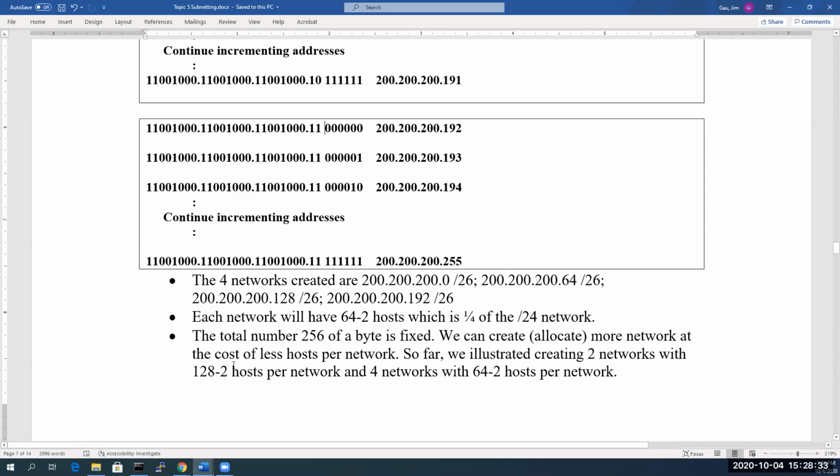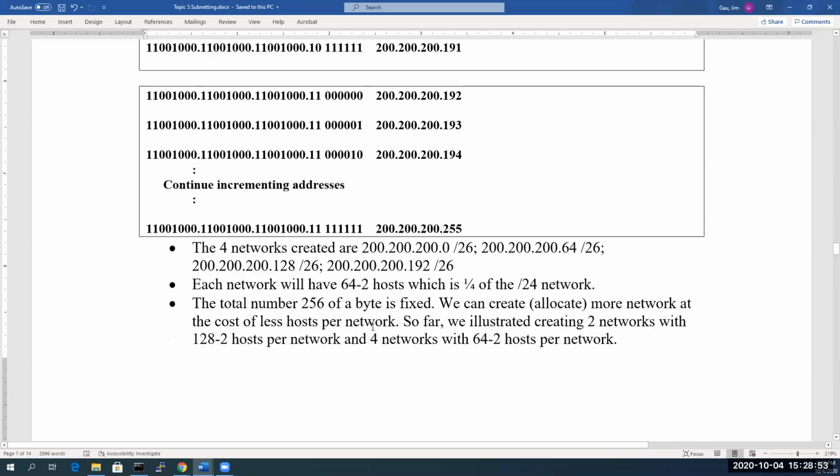So a total of 256 per byte is fixed. You can allocate more networks with fewer hosts, or the other way around, or you can have fewer networks with more hosts, but it combines to a total number of the magical 256 per byte. Okay.